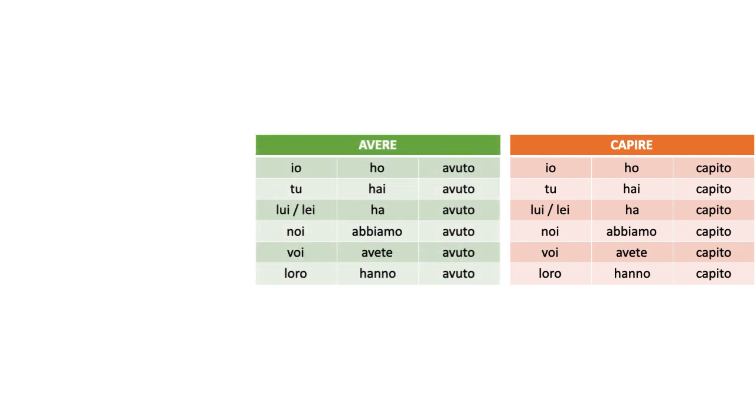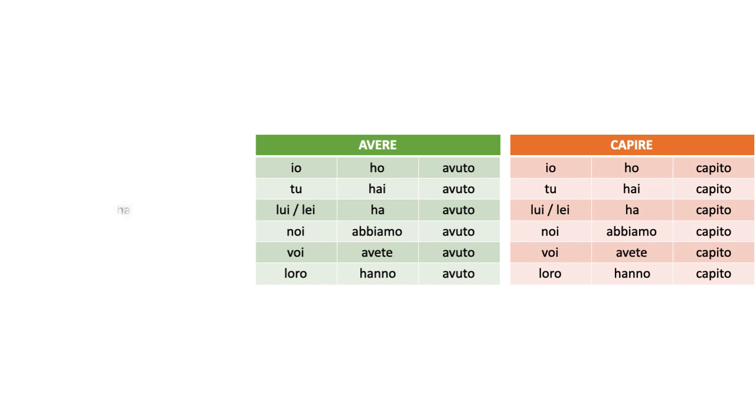Exactly the same thing, but we have to be careful because this is an ere verb. So we get rid of those last three letters and we add uto, right? So our past participle is avuto. And then we just add avere, the correct form of avere for the subject, right? Io ho avuto, I had. Noi abbiamo avuto, we had, etc.